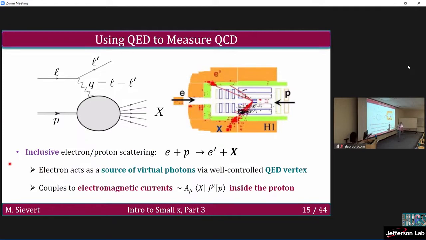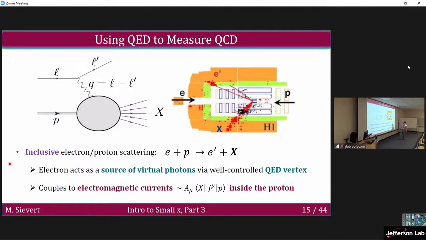The basic process as a Feynman diagram looks like this. I've got electron and proton coming in. The electron interacts by QED. I know exactly how that behaves. The electron radiates a photon. The photon does something in the proton. And then the proton maybe comes out intact, maybe it blows up. Whatever it does, that's described by the interaction of the photon with the proton.